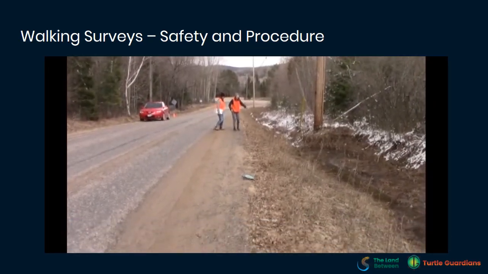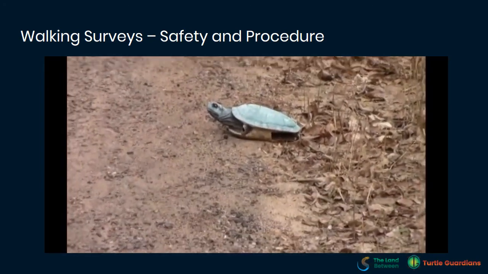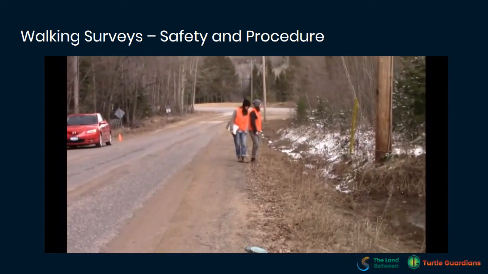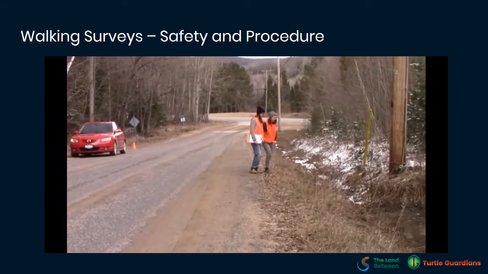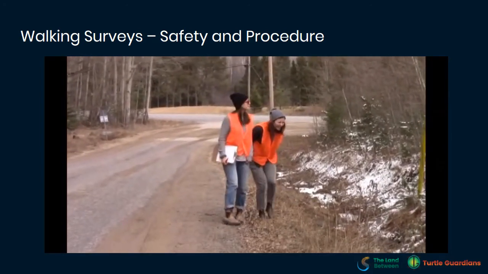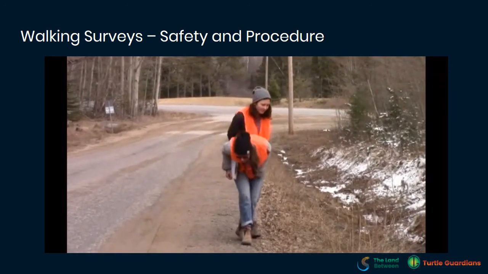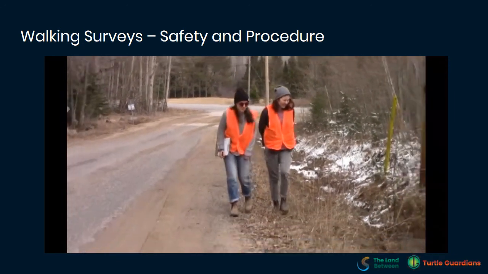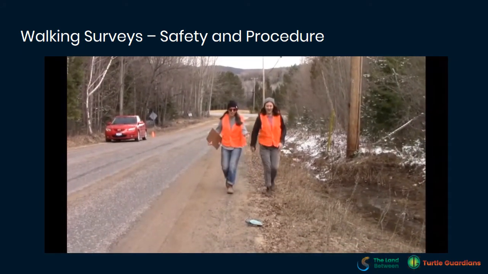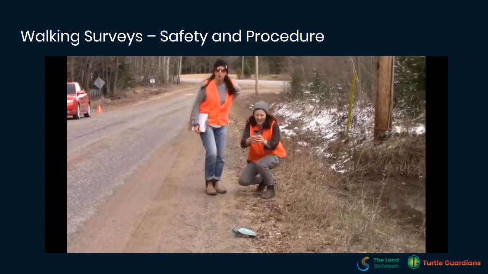While conducting a walking survey, make sure you're wearing your orange, bright, high visibility vests and that you're walking along the side of the road facing oncoming traffic, so cars that are coming can see you. Make sure you're all on the same side of the road and that you're far off the road, and even the road shoulder if possible. And if the road shoulder is very narrow, you want to make sure that you're walking in single file to stay safe.